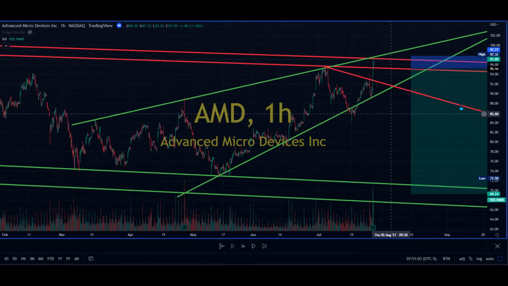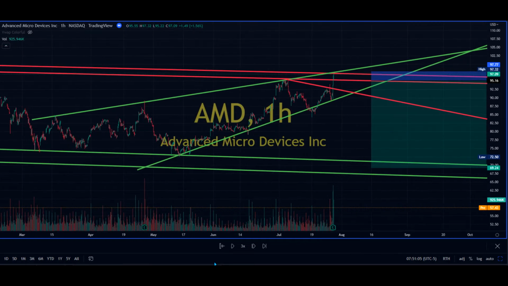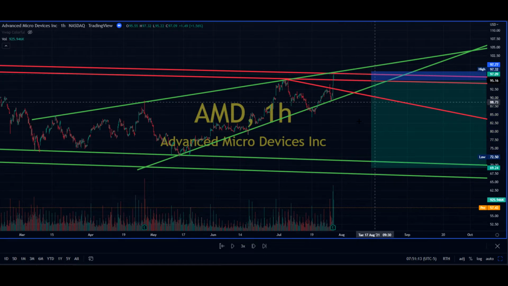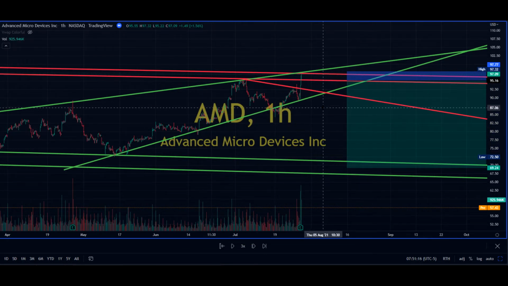Upward sloping wedge right here. And we've traded wedges a lot on this channel. They just kind of do this and then they break down, right? So you have that going for you, and you're at the top of a channel, and you have this downward sloping trend line. So let's advance it by bar and see if we can see some weakness come into the chart.